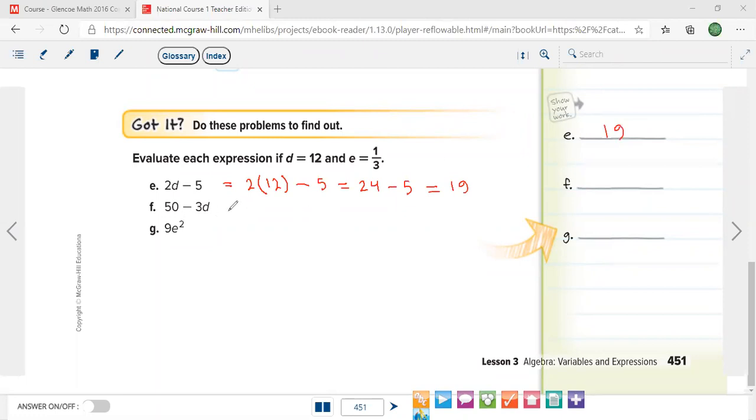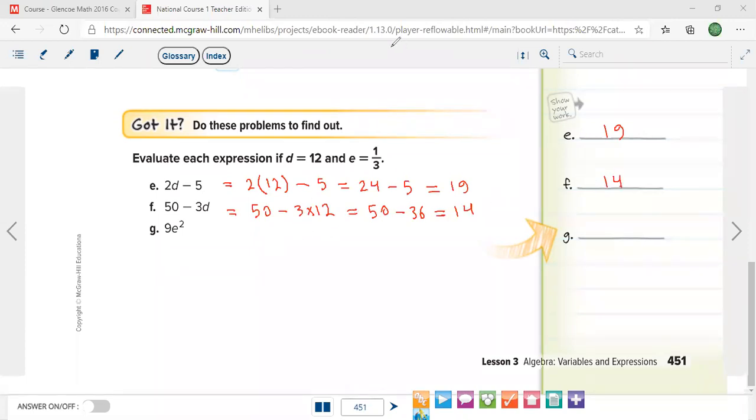50 minus 3D, so this is 50 minus 3 times D, which is 12. And you know multiplication comes before subtraction, so you leave the 50, minus 3 times 12, 36. 50 minus 36 will give you 14.